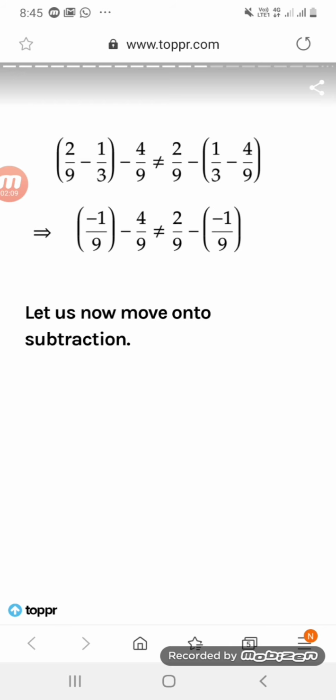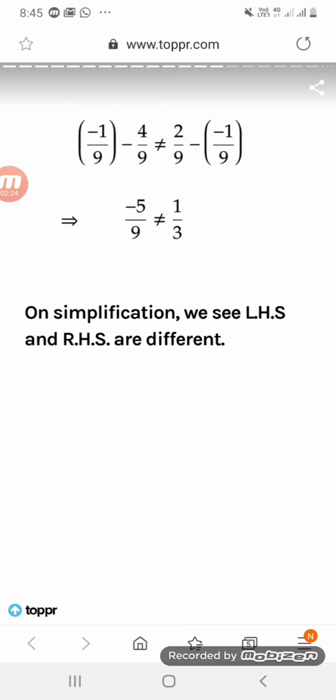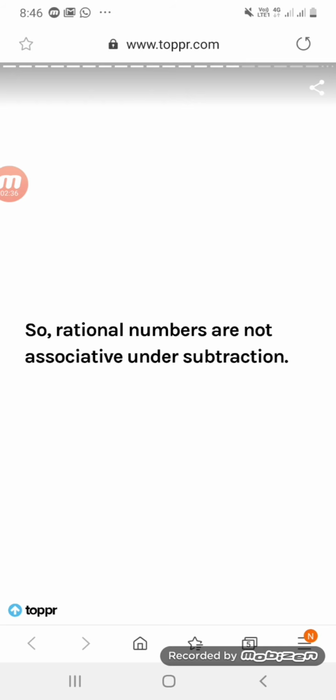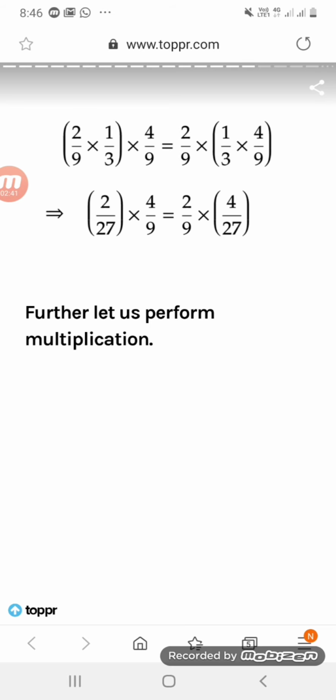When you subtract 2 by 9 minus 1 by 3, we get minus 1 by 9. Subtract 4 by 9, and after simplification we get minus 5 by 9. In the RHS, when you subtract 1 by 3 minus 4 by 9, we get minus 1 by 9, and then 2 by 9 minus that gives 1 by 3. So we can say that LHS is different from RHS. So rational numbers are not associative under subtraction.